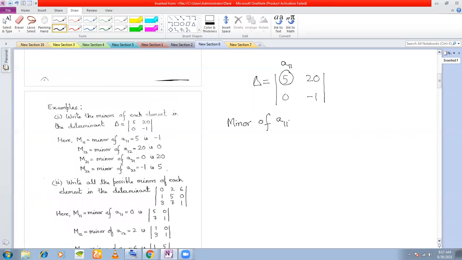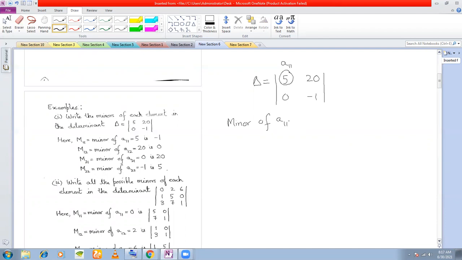Delta means a small change, no? Delta is used for determinants also. There are two kinds of delta, this delta and this delta. Both mean change. This is capital delta and this is the small delta. Both mean change, and we use delta to denote determinants also.